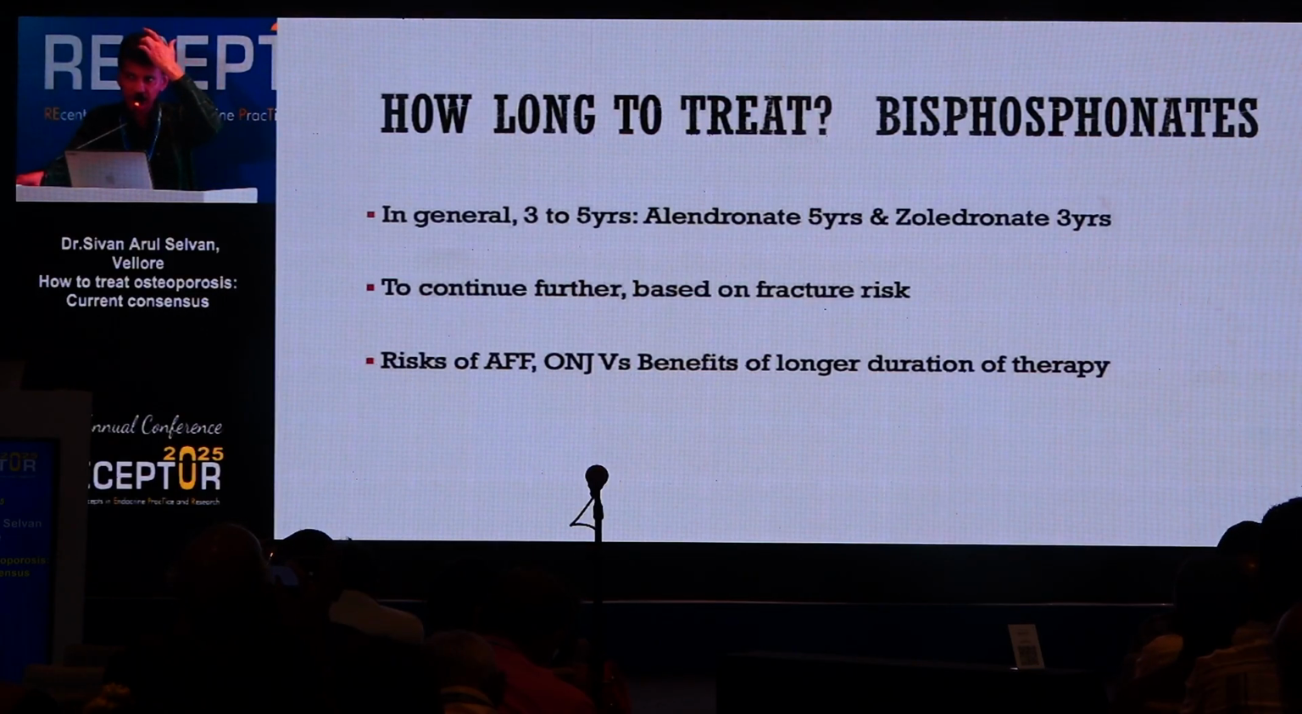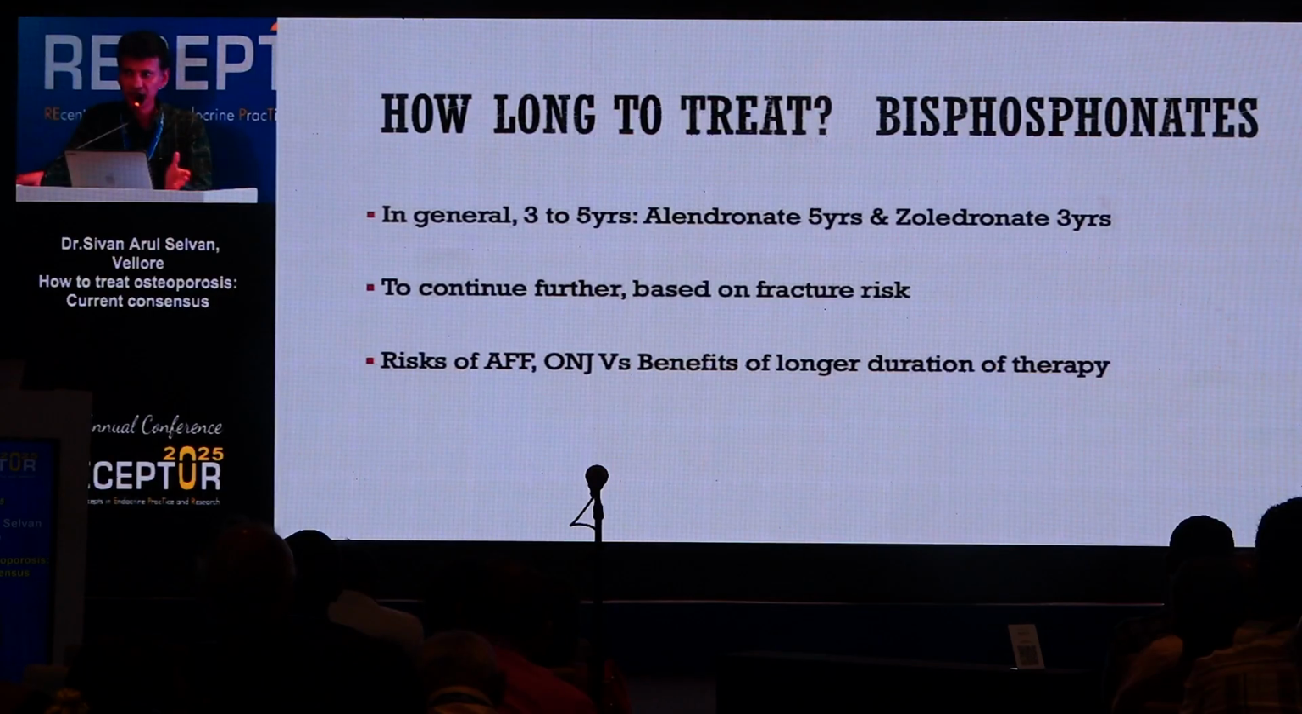After that, you assess the patient. You look at the fracture risk. If the fracture risk is low, then you can stop treatment for some time. If the fracture risk is high, then you continue for 6 to 10 years, because you have to balance the risk versus benefit. Long-term treatment with these agents increases the risk of atypical femur fracture and osteonecrosis of the jaw, versus the benefits of fracture prevention. So you cannot continue for all patients.